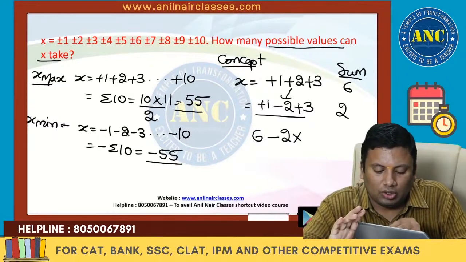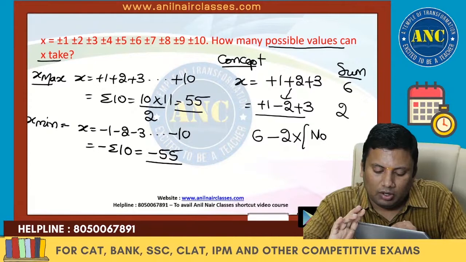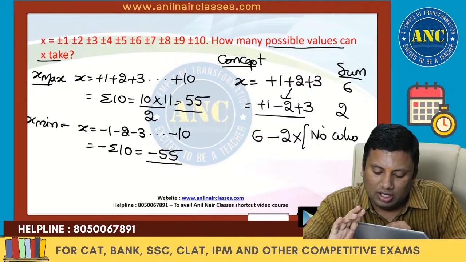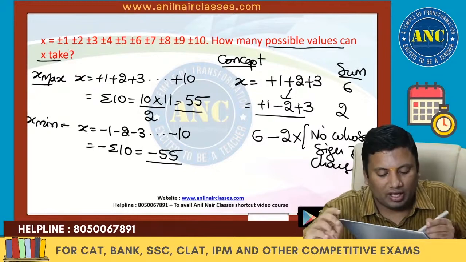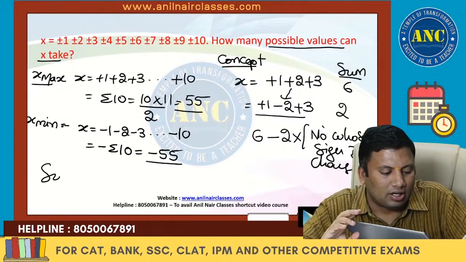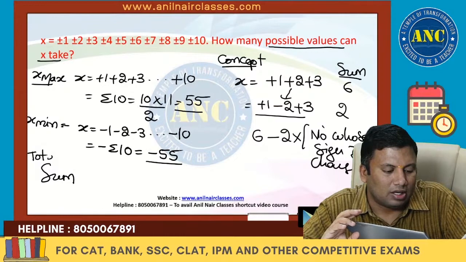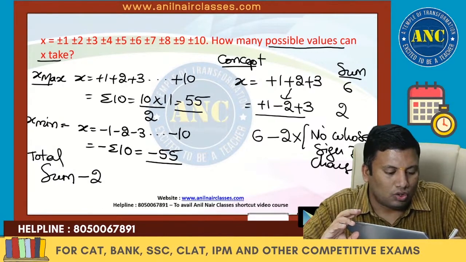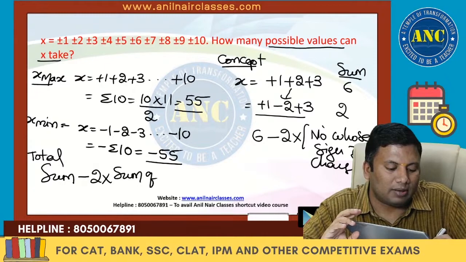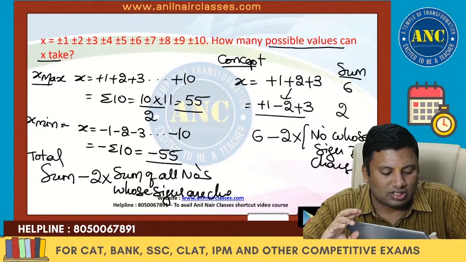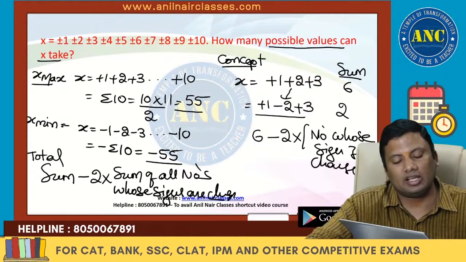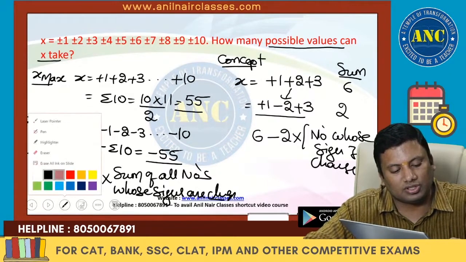So the drop is 2 into the number whose sign is changed. Am I right? Obviously 2 became minus 2 means the drop is 4 only, right? So the new value is the total sum minus 2 into the sum of all the numbers whose signs are changed.